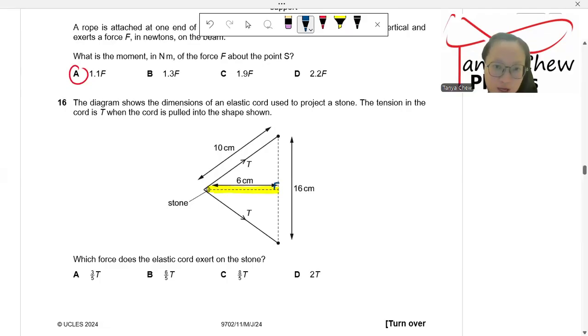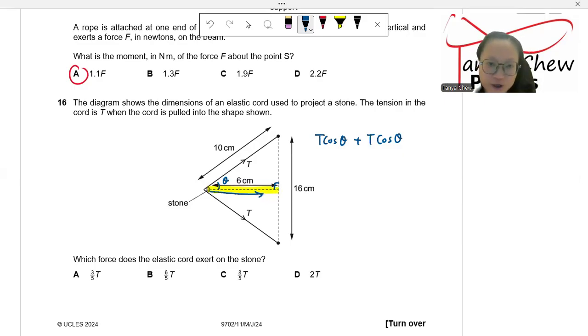This is 90 degrees. I am using this T first. Now I use this T. This is T cos, adjacent. The upper T is T cos theta, plus the other T, which is also going to the right in the same direction, T cos theta as well. So this is the force the elastic cord exerts on the stone.